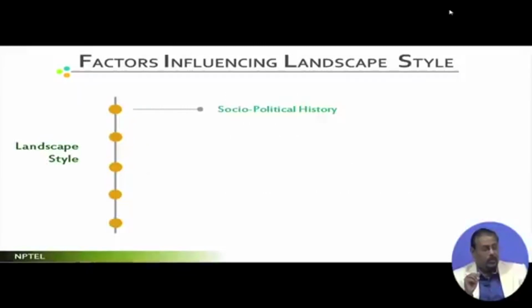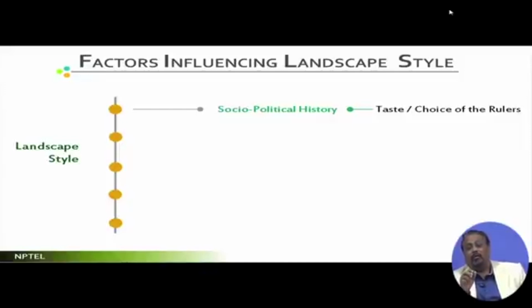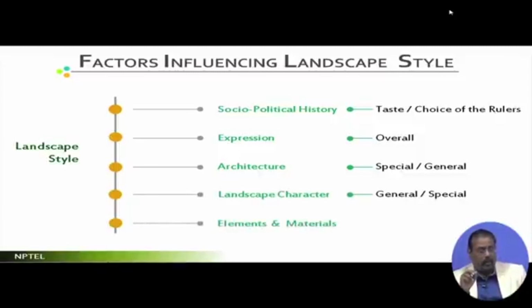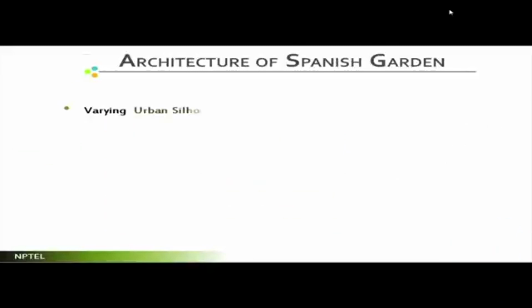The landscape style, through socio-political history, was the taste or the choice of the rulers. Essentially, in the locations where we had Generalife or Alhambra, the rulers decided what would be where. So socio-politically it was a reflection of the taste or the choice of the rulers. Common people had no access to it, and common people neither created this nor enjoyed it. Expression-wise, the architecture was very special in these cases, the landscape character was very special, and elements and materials were various components in it.